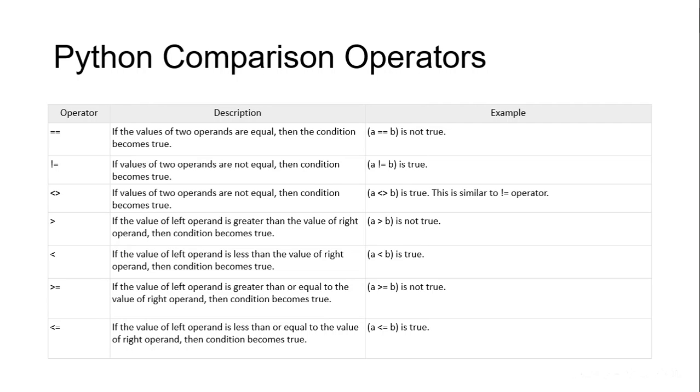Similarly we have other operators like a greater than b and a less than b. In our particular condition, a has the value 3 and b has the value 5, so a less than b is true. Similarly we have greater than or equal to and less than or equal to. So these are all the comparison operators in Python.